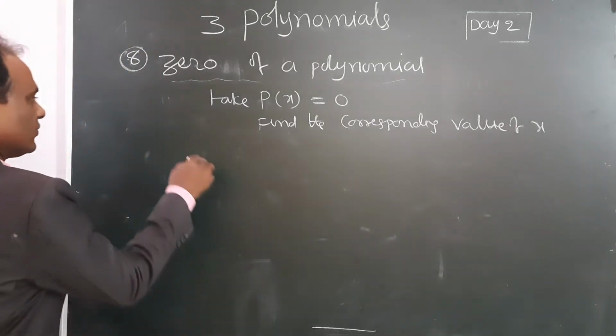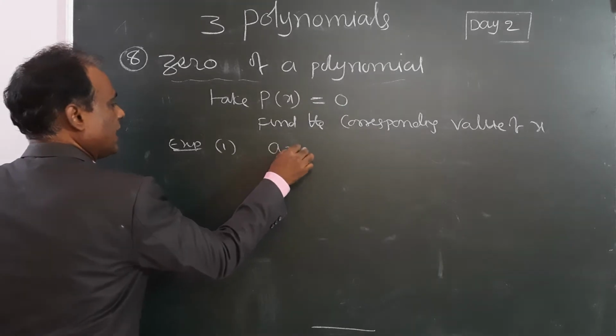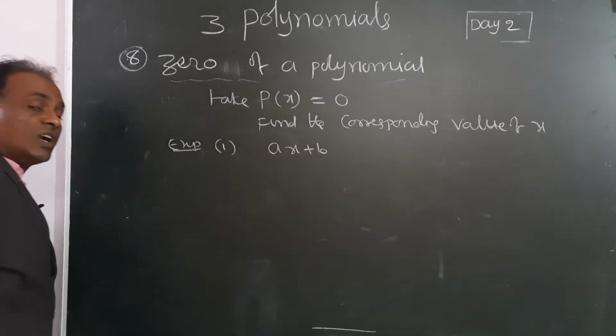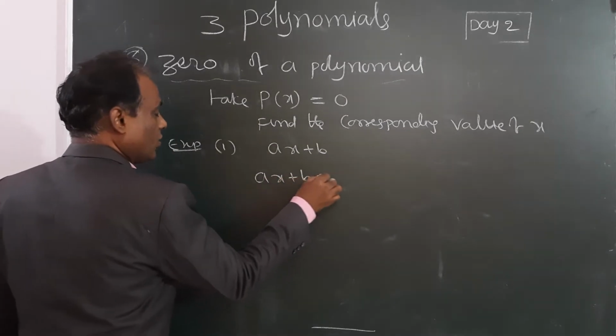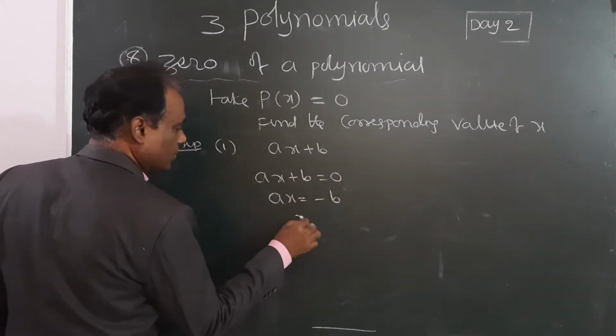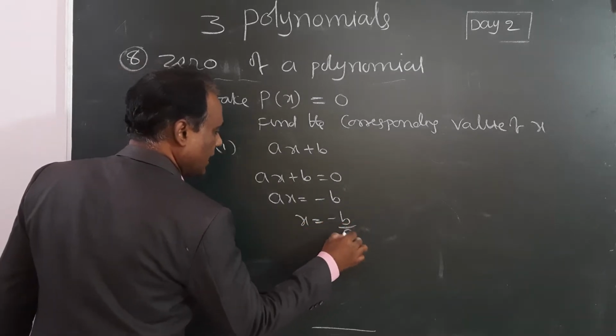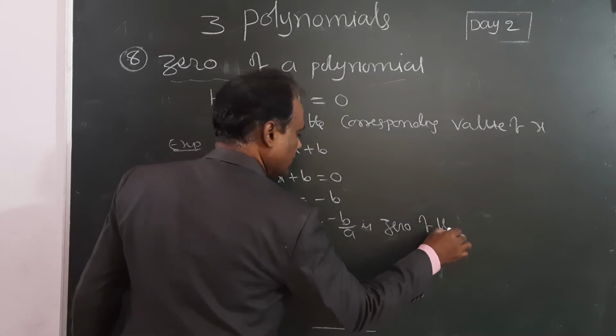Example, ax plus b. What is the zero of this polynomial? ax plus b equal to 0. ax is equal to minus b, moving b to that side. x is equal to minus b by a is the zero of the polynomial.